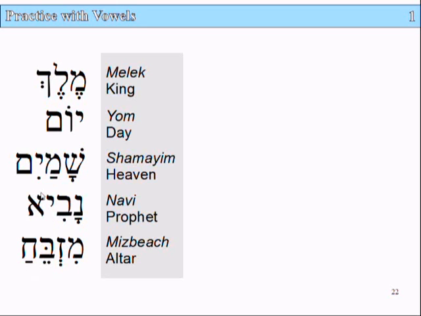Similarly, navi comes from the root idea to come or to go, to see what is coming, and that's what a prophet does, he sees what's coming. And shemayim comes from the idea of water. Water comes from above. And the heavens are the heavenly waters.